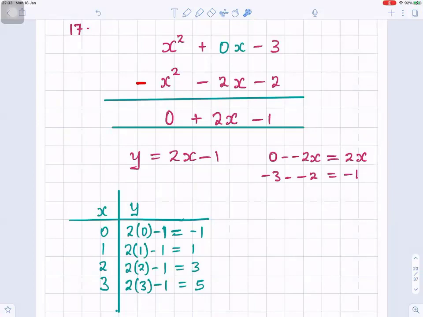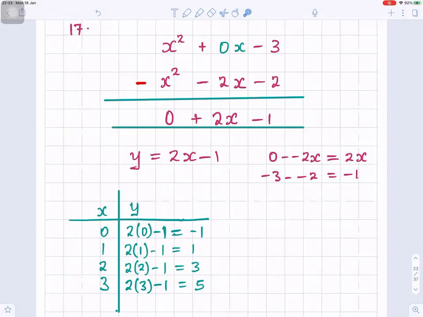We subtract the two equations. x squared minus x squared is 0. 0 minus minus 2x becomes minus and minus become plus, so it becomes 2x. Minus 3 minus minus 2 becomes minus 3 plus 2, which is minus 1. So we have 2x minus 1. So what we want to do is plot the graph for y equals 2x minus 1.